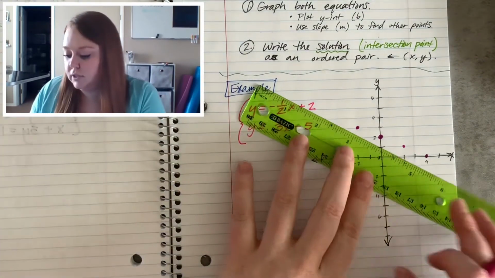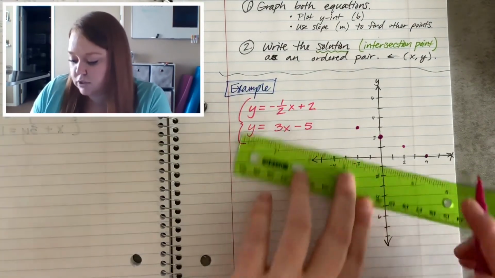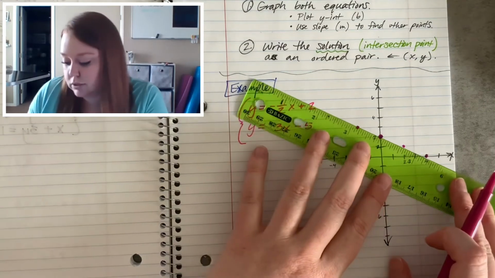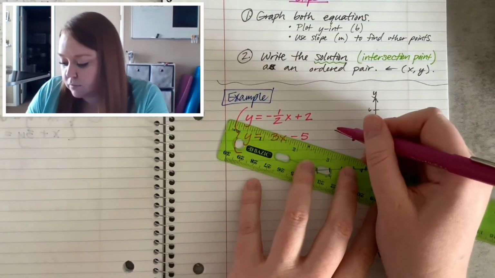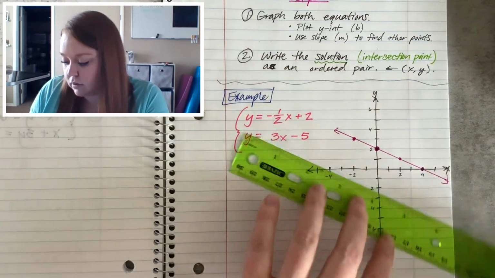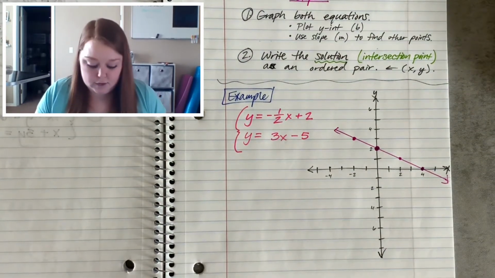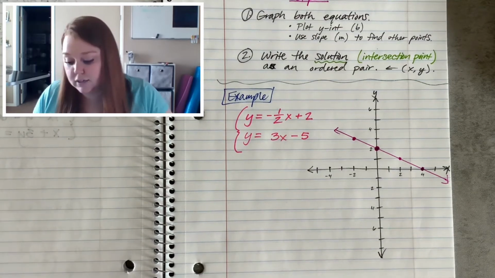You take your ruler, and some of you are like, wait, solid or dashed here? Equations are always solid. It's the inequalities that you have to watch out for. Solid line, arrows at the ends. Okay. All right, now we're going to graph the second equation.